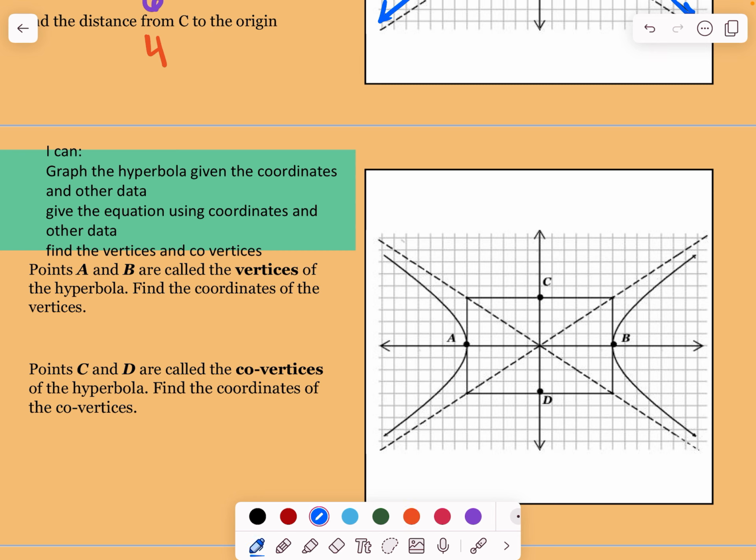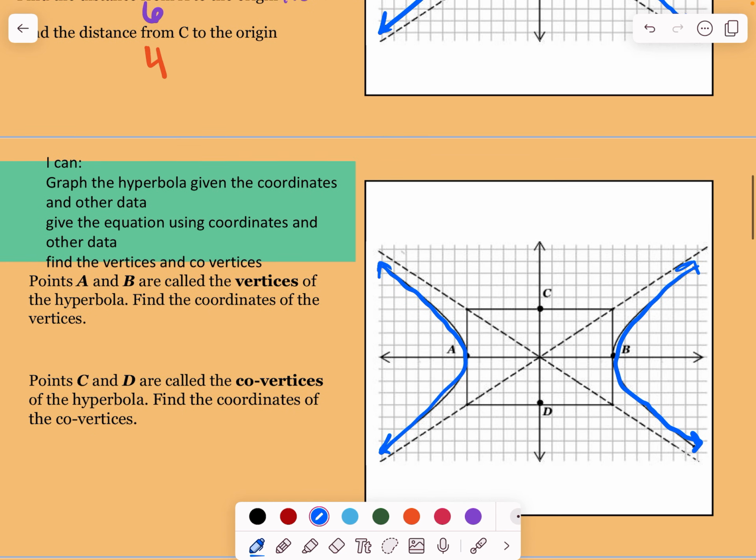Exactly like our oval, our ellipse, we have vertices and co-vertices. So because it was longer in the x direction, what color did I have? Purple. Our vertices are here. And if I count, I think this is -6, 0, and then this is 6, 0. Okay. So -6, 0, 6, 0.